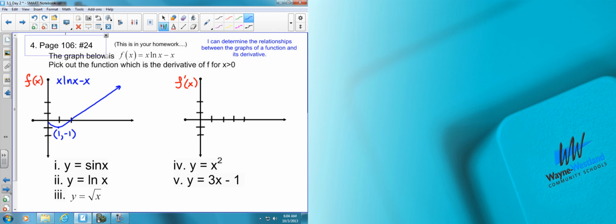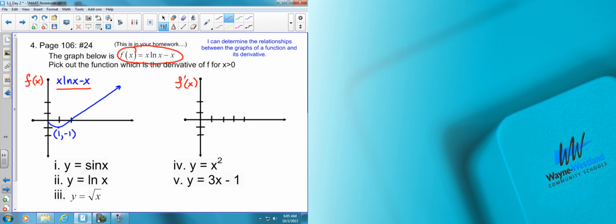All right, this is the last one, where we are given a graph of the function x ln x minus x. This is your function, and this is also a homework problem you'll have. Pick out which function is the derivative of the function for x greater than 0. This was a multiple choice question, so you have 5 options. Is the derivative function sine, ln, square root of x, x squared, or a line?